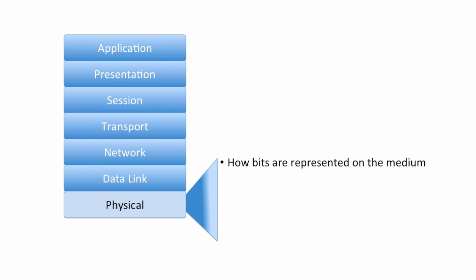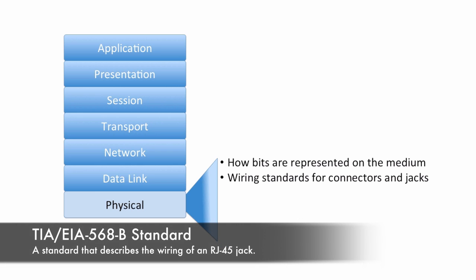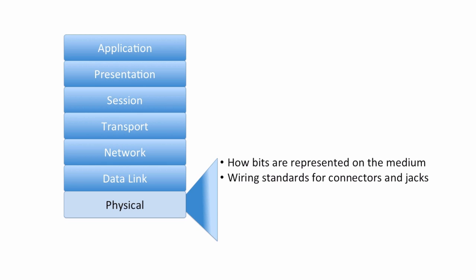Wiring standards are also determined by the physical layer. How do we wire up, for example, an RJ45 connector? There's a standard, the TIA/EIA 568B standard, that says we're going to be using certain colored wires on certain pins of an RJ45 connector. And we're only going to be using pins 1, 2, 3, and 6 in that 8-wire connector for Ethernet communication. That's an example of a standard that's defined at the physical layer.